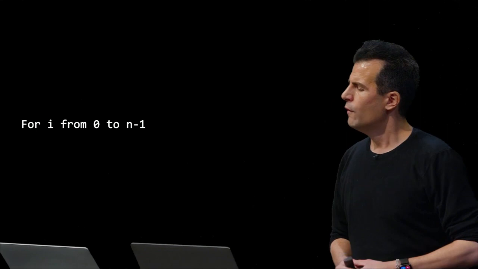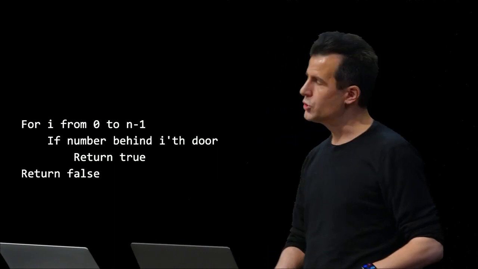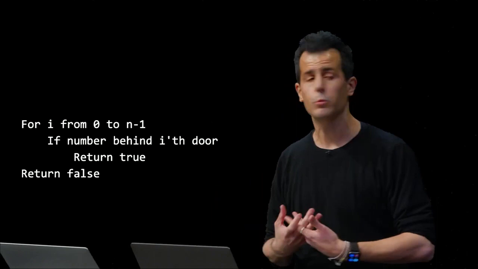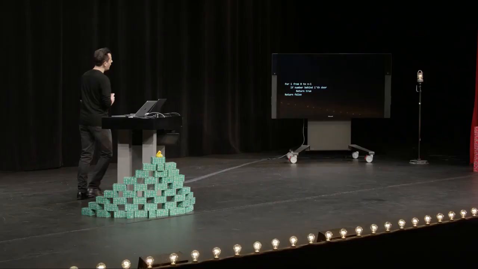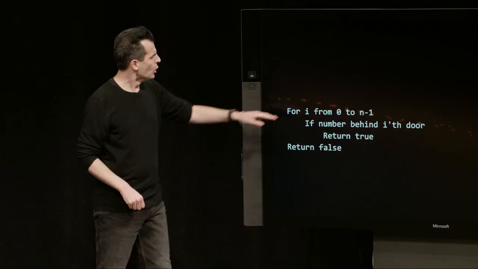So with linear search, I would propose that we could implement it in pseudocode first, like this. For i from 0 to n minus 1. If the number is behind the ith door, return true. Otherwise, at the very end, return false. So it's a relatively simple translation into pseudocode, much like we did with the phone book some time ago. And why these values? Because I'm now starting to express myself a little more like C, even though it's still pseudocode. So for i from 0 to n minus 1.